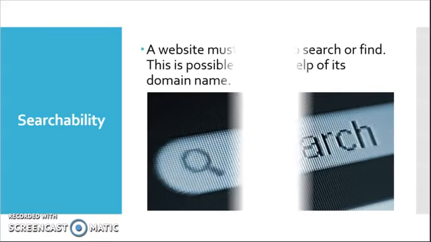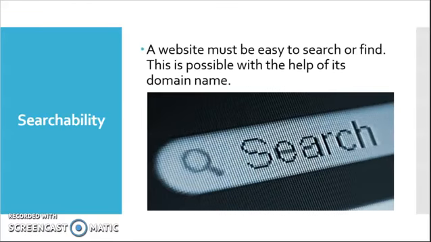Next, the searchability or findability of a website. A website must be easy to search or find. This is possible with the help of its domain name. So the URL must be explicit since mostly the website referrals come from direct navigation. Therefore, the URL of the website should be as close to the name or brand of the product or the company as possible.